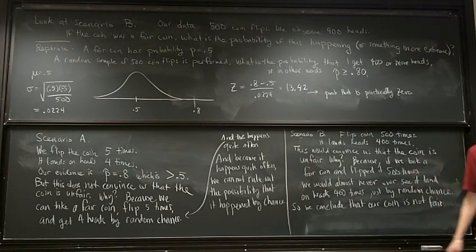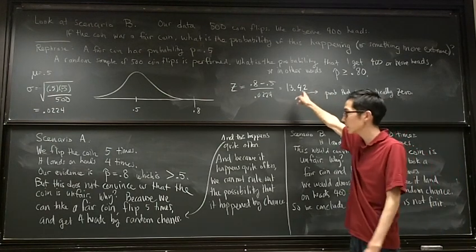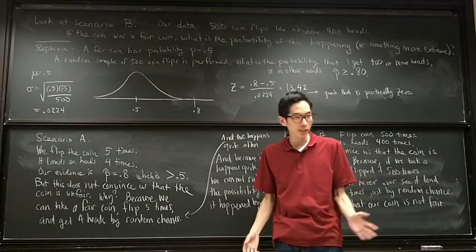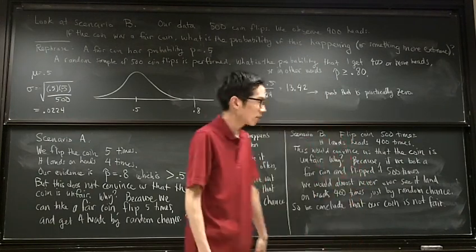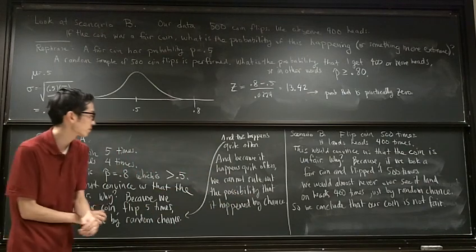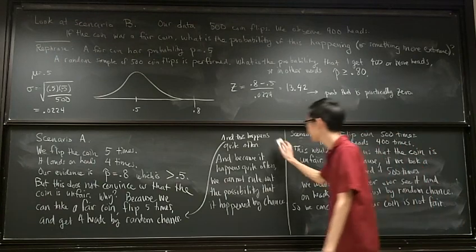Yes, question? So having that Z-score proves that it's not fair? Yeah, because the probability of getting a Z-score so extreme is practically 0, okay? It's practically 0. All right, so let's try maybe a more formal example, okay?